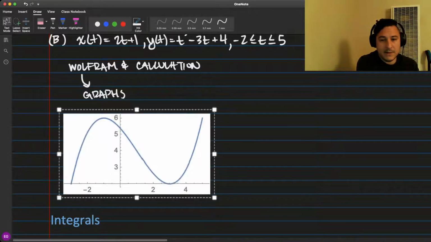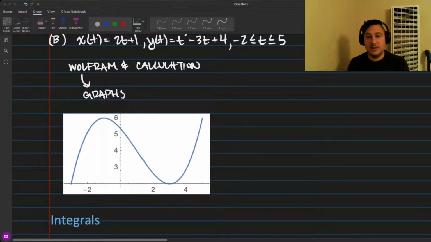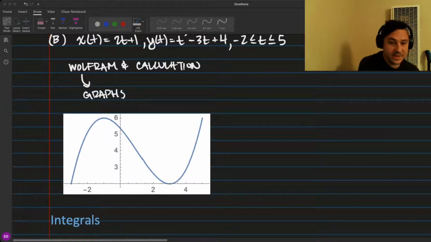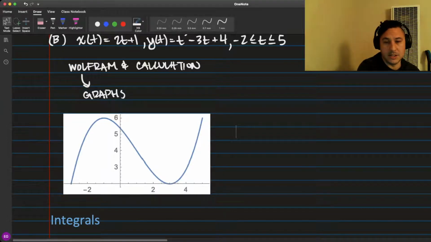Okay. So what I recommend you do is, you can actually do this. That's why I really like Wolfram, especially if you're working on a computer like this, so you can just copy the graphs. You can have it graph it for you, and then you can do the work that you need to do.